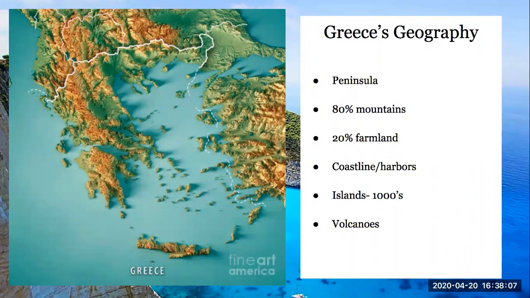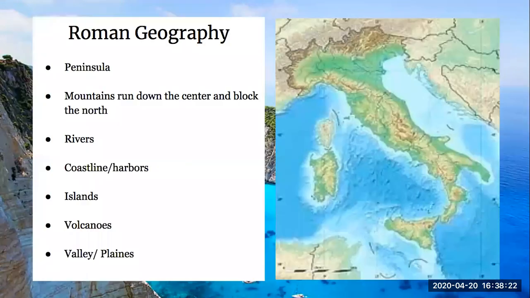This region is very mountainous, where all this area is yellowy orange. That's where mountains would be. So it's very mountainous, meaning there's not a lot of areas to farm or plant food. And there's volcanoes as well.